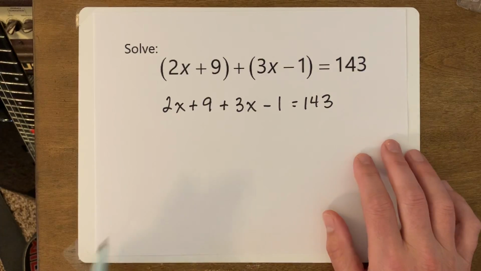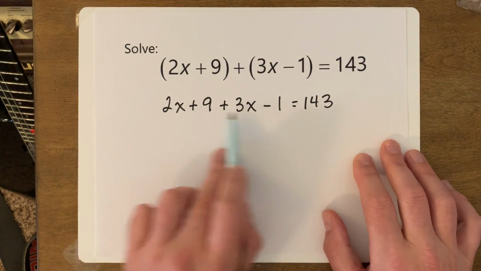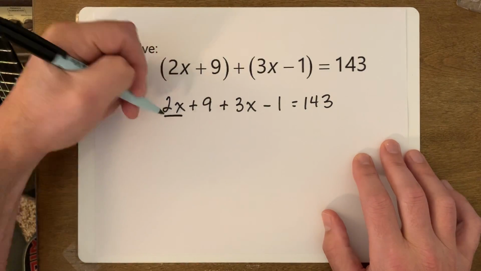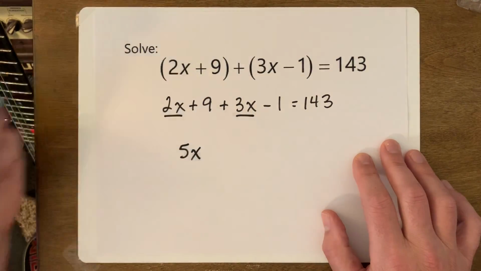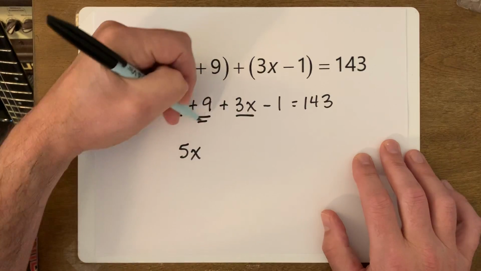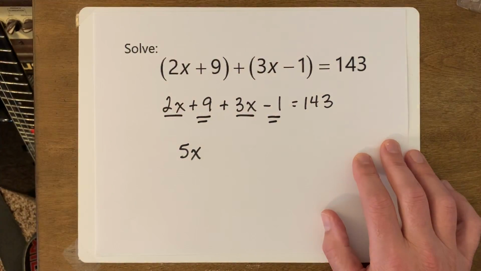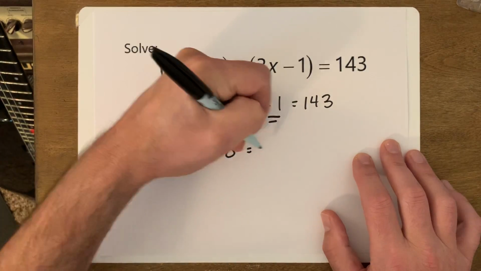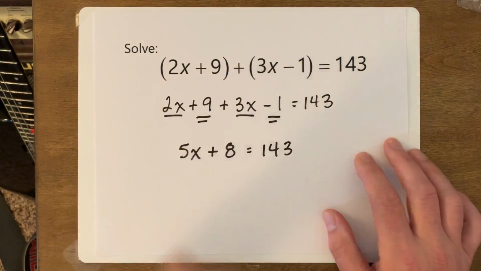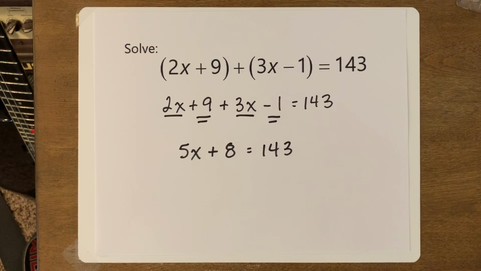So now we need to take this left-hand side here and combine some like terms. So I have a 2x and a 3x, and that makes a 5x. We have a positive 9 and a minus 1. That's going to make 8. And that's equal to 143. So now I have a two-step equation.